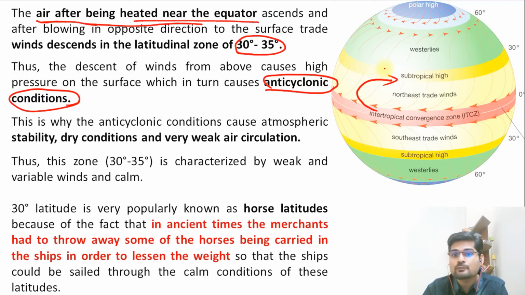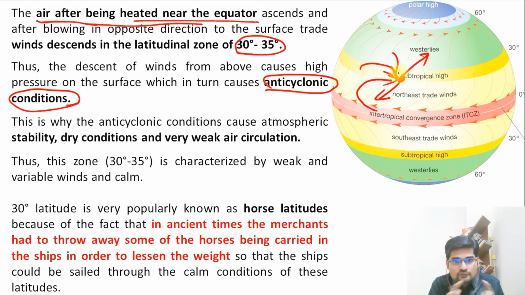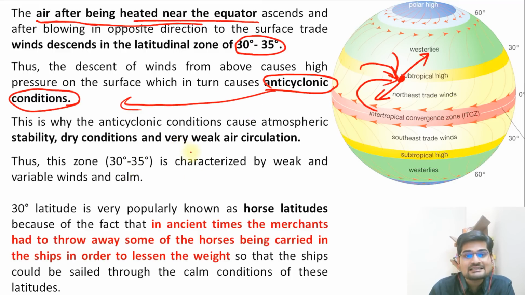It means if we put a weight here, if we put a pressure here, what will happen? This wind will find directions to move from within, right? So if you put a pressure somewhere, the downward wind will move sideways. So this is what happens. So this is called anticyclonic circulation, and this anticyclonic circulation is the resultant of this stability, dry conditions, and very weak air circulation as well.